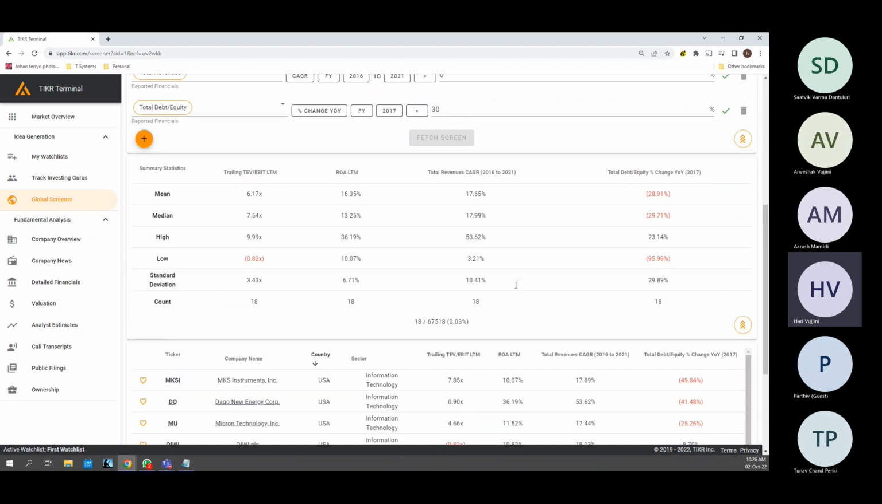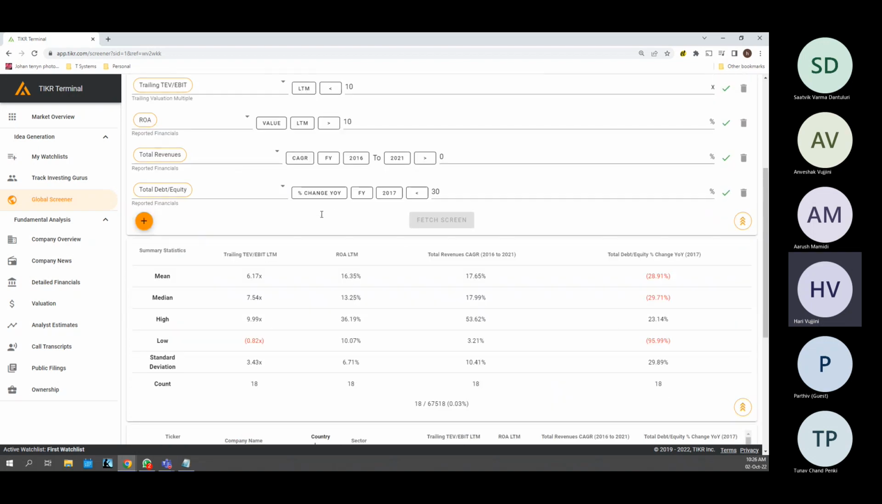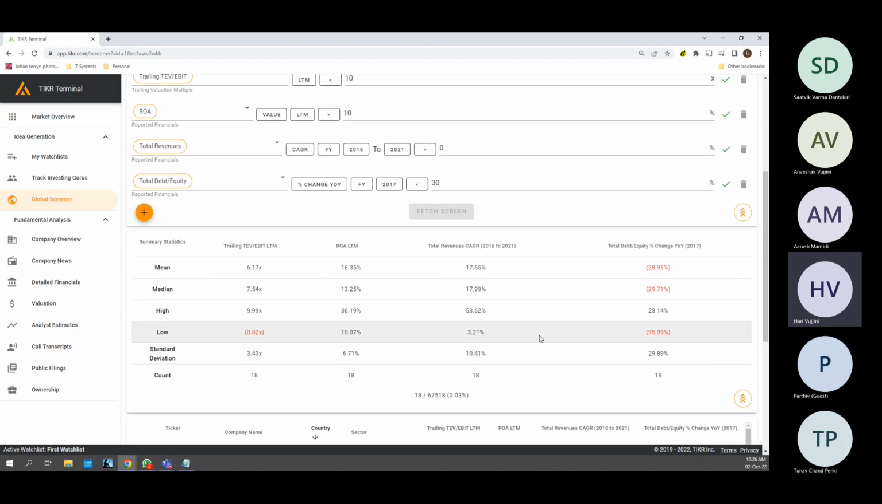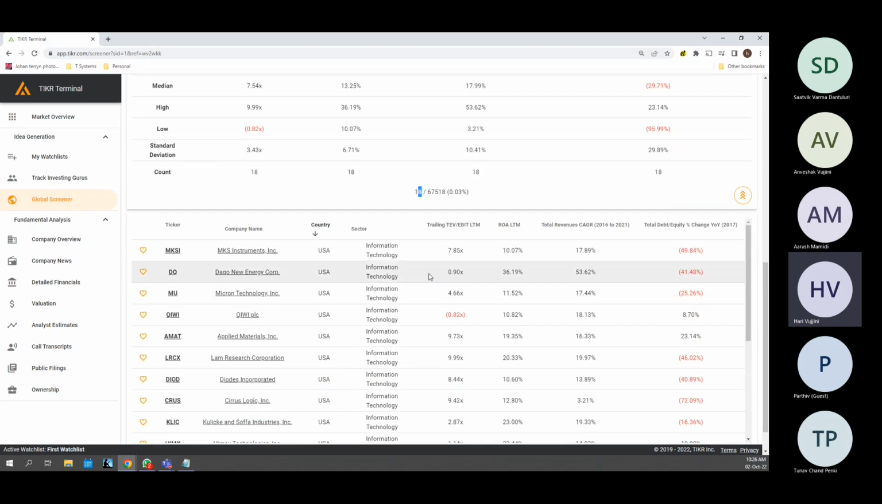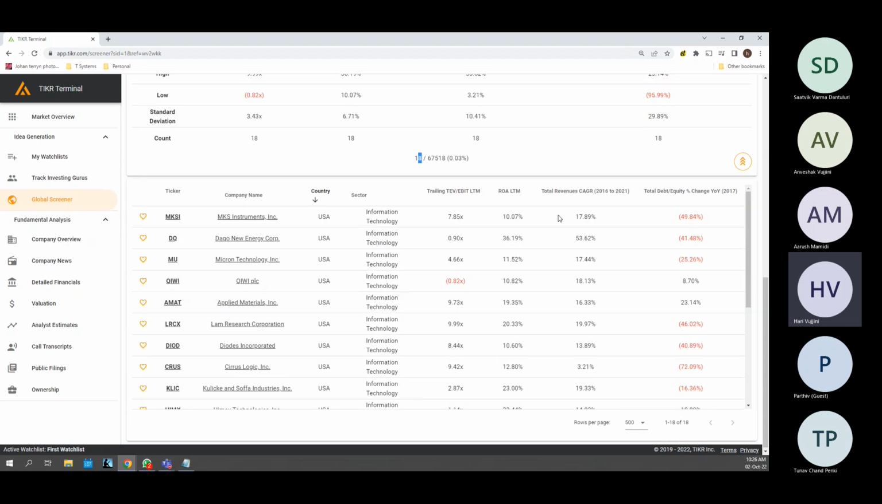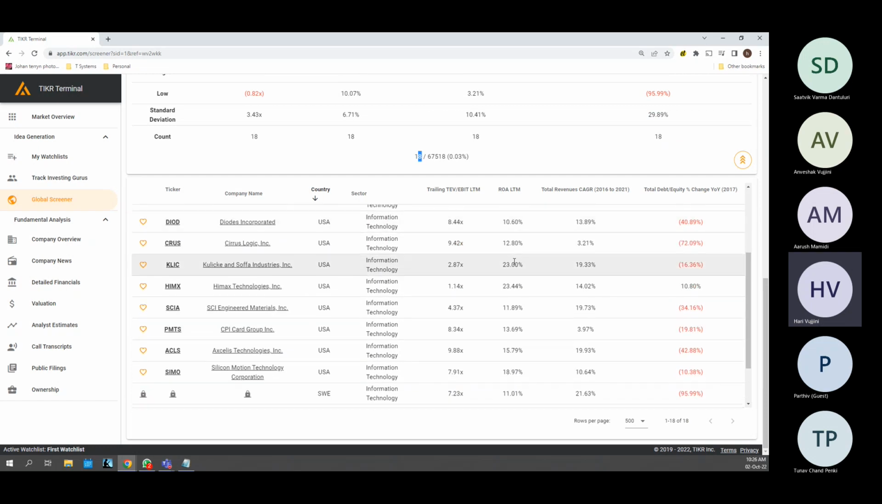So this is a fun exercise you can do, right? What I'm doing is filtering only information technology companies with the same criteria. So I got 18 companies out of 67,000. These are all companies you can see from information technology.